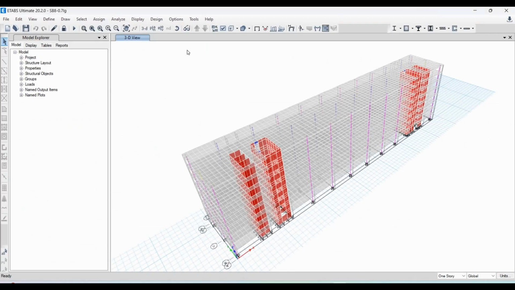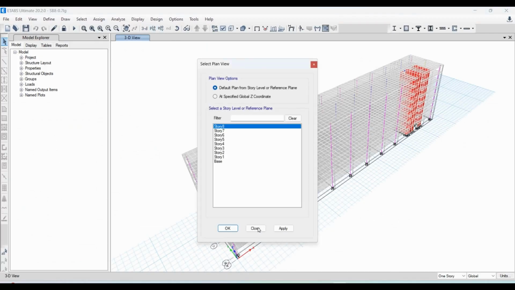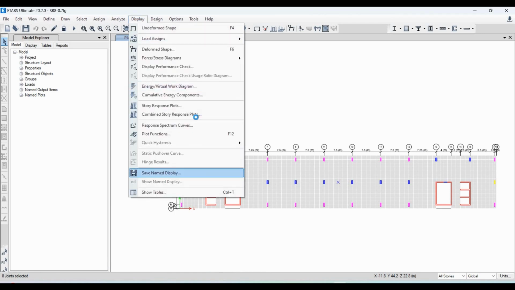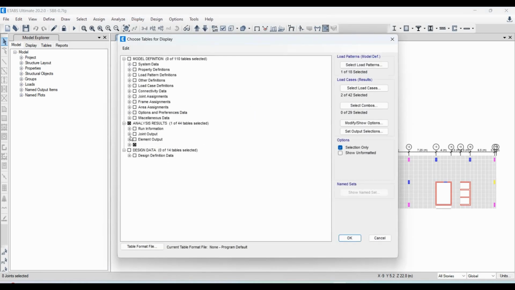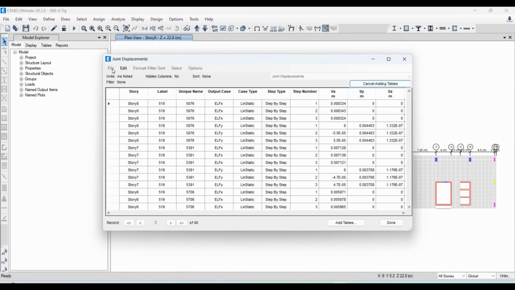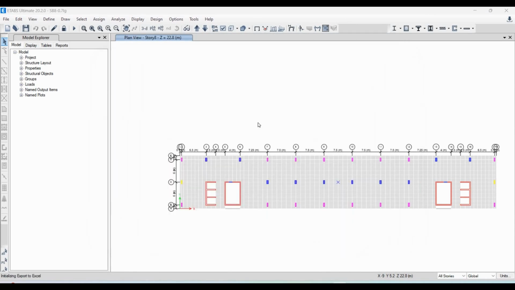Then we need to go to ETABS, and I will set the plan view to story number 8, and I will choose here the all stories option. And I will select this joint at the middle, which is the center of mass location. And now we need to obtain the joint displacements, and we need to export again the results to the Excel.